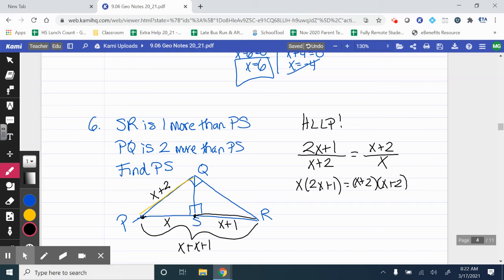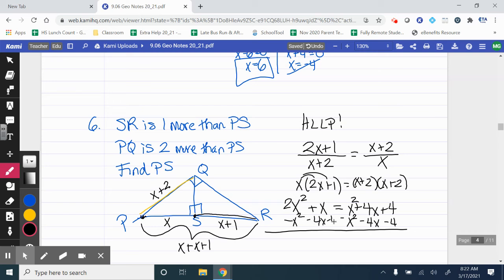And now a lot of the distributing, factoring, all that fun stuff. So here we have 2x squared plus x. And then you should have FOILed this one out. If you haven't, pause the video and do that now to get x squared plus 4x plus 4. I have x squareds and x, so I want to get this equal to 0. I also want to keep my x squareds positive, so I'm going to subtract all of this over to the left-hand side, leaving me with x squared minus 3x minus 4 equals 0.